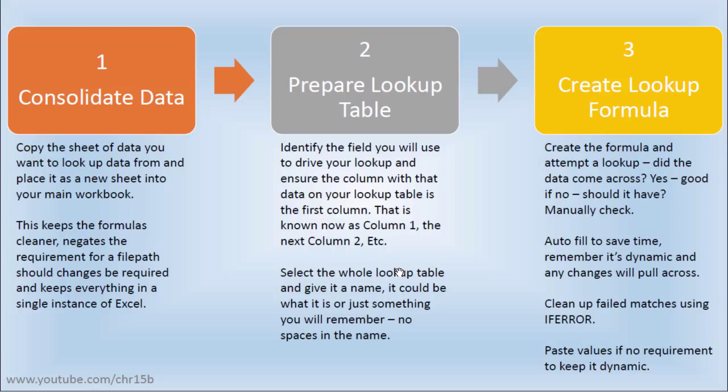The second part of this process is we're going to prepare a lookup table, and I've put some text here that describes what we're going to do. We need to find some commonality between the two tables. We're going to prepare the table. We're going to look at the format of it and the ordering. We're going to give it a name.